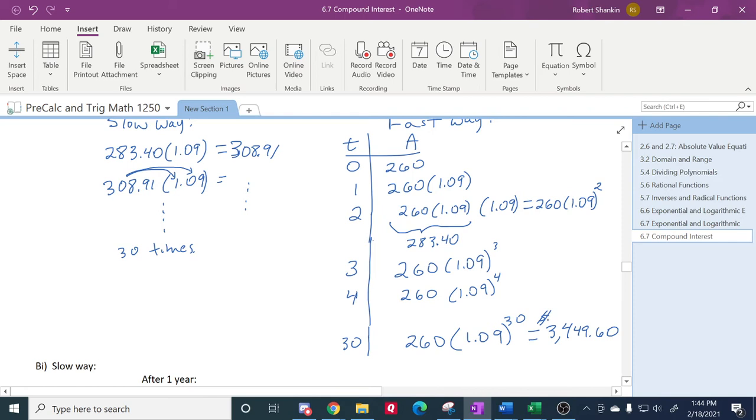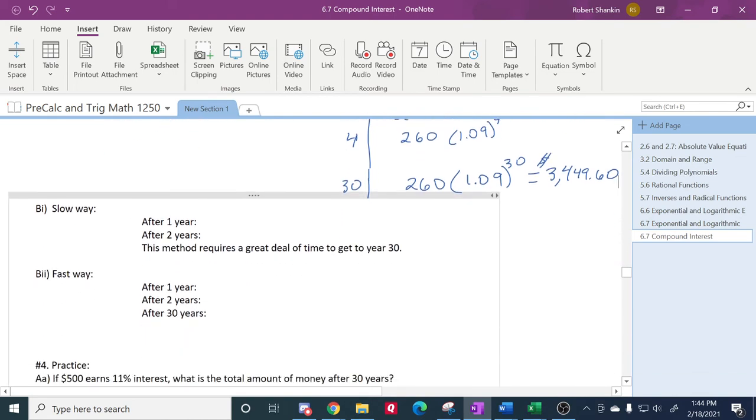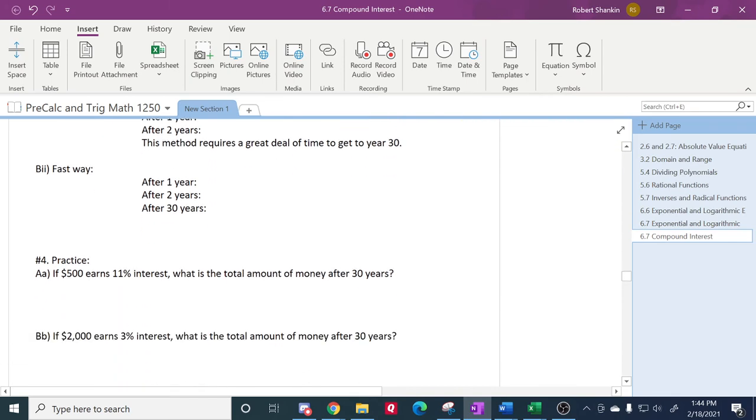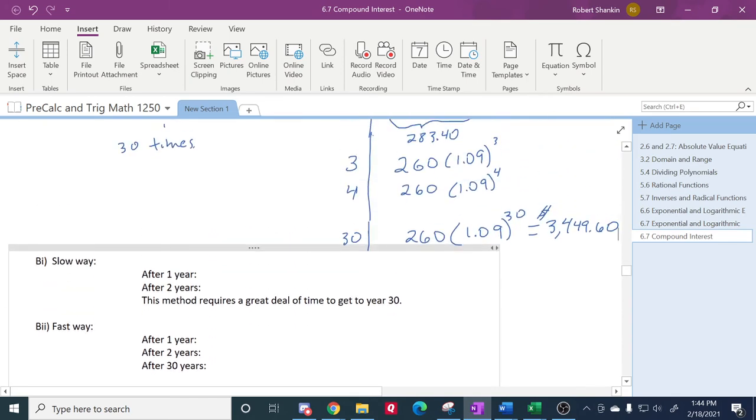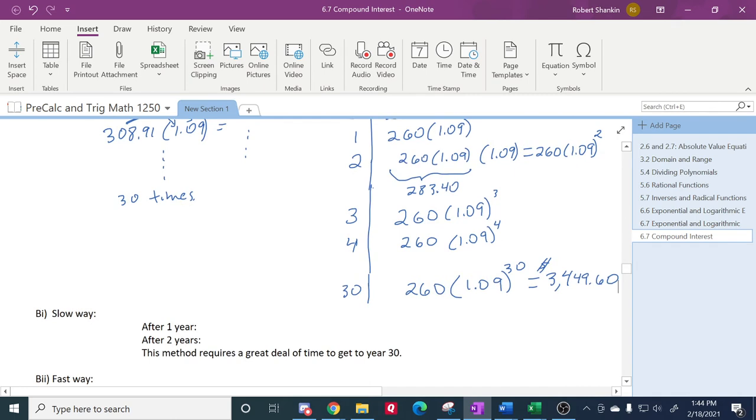Okay. And here is that explanation kind of in the format. Basically, I didn't need this because I wrote it out this way.